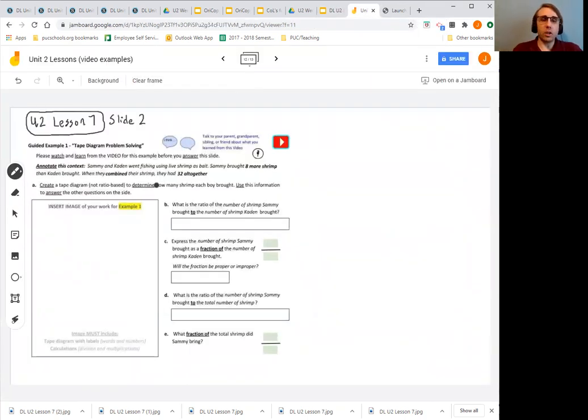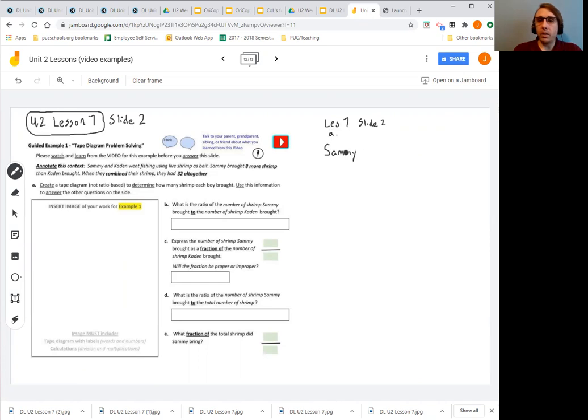All right, so here's our information again. 8 more shrimp for Sammy. We need a tape diagram that's not ratio based because we don't have a ratio. And they have a combined total of 32. Okay, well then that means I should have a tape diagram that starts with Sammy. And you might want to type or write on your paper lesson 7, slide 2. And we're in part A.